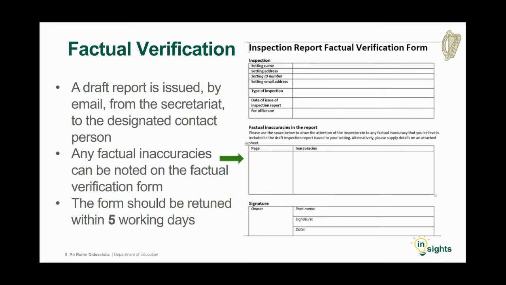If you have identified any factual inaccuracies in your draft early years education inspection report, the Secretariat will refer your factual verification form back to the reporting inspector. The report may then be amended if necessary within 5 working days. If your designated contact person does not respond to the factual verification email within 5 working days, it is assumed that you are satisfied that the report is accurate. The report is then prepared for setting response.